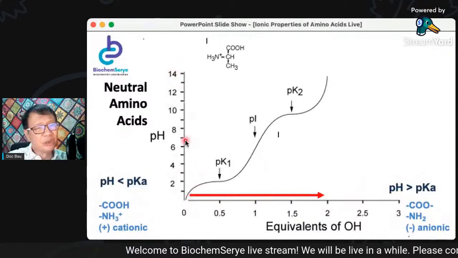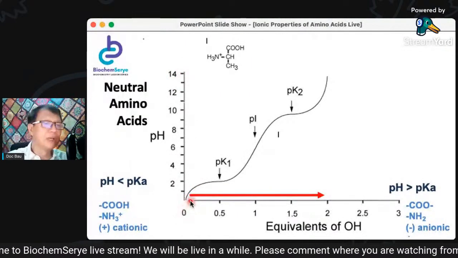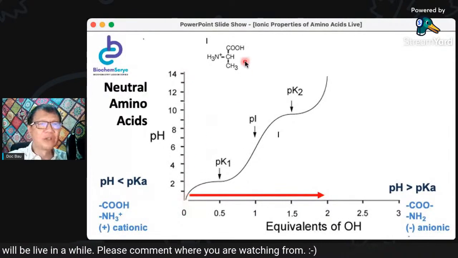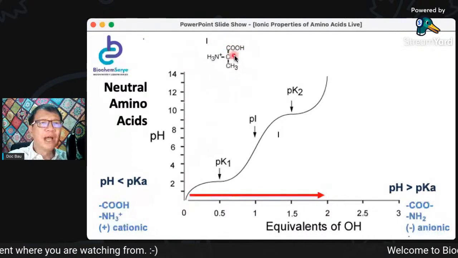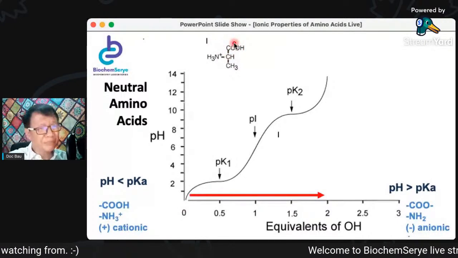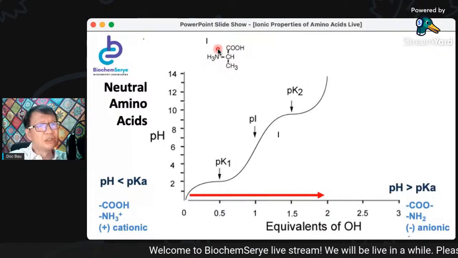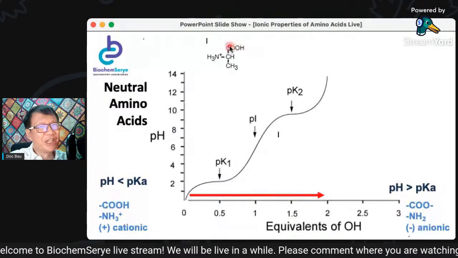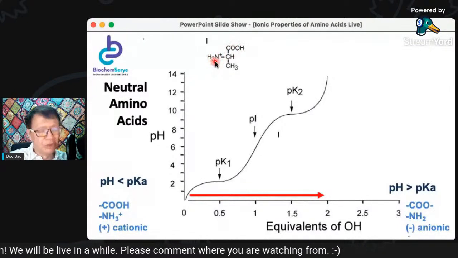When we start, let's always start with the most acidic. If the pH is very low, you have an abundance of hydrogen ions. What do you expect? Your alpha carboxyl will be protonated, and your amino group will be protonated. So both will be protonated, undissociated, or unionized. Just to be simple, your amino group is protonated.